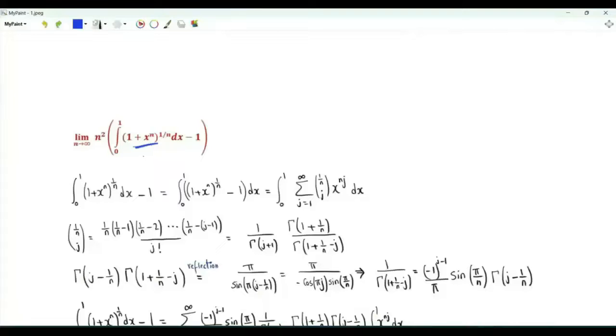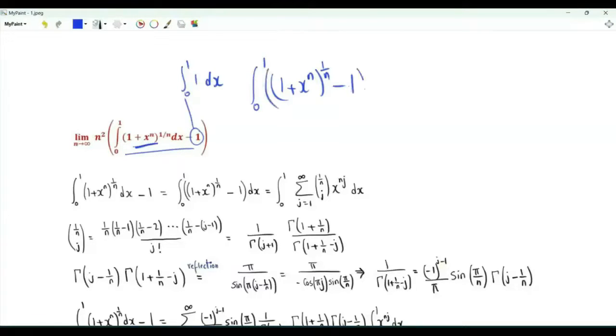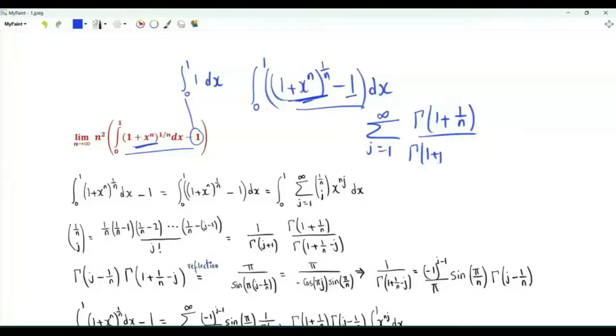Our first limit is the limit as n tends to infinity of n squared times the integral from x equals 0 to 1 of the nth root of 1 plus x to the n, minus 1. Note that this is the integral from 0 to 1 of (1 plus x to the n) all to the power 1 over n, minus 1. The binomial expansion of this part, minus 1, is the summation over positive g of gamma of 1 plus 1 over n divided by gamma of 1 plus g times gamma of 1 plus 1 over n minus g. Then we have x to the power n, all to the power g.